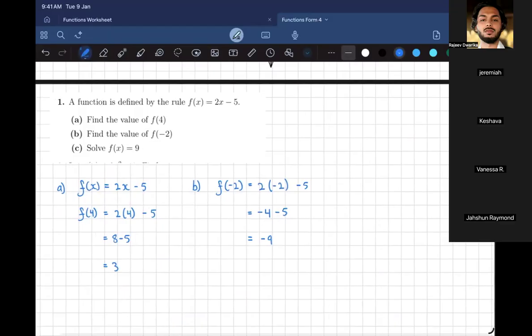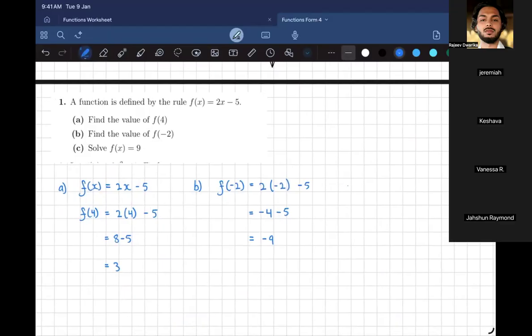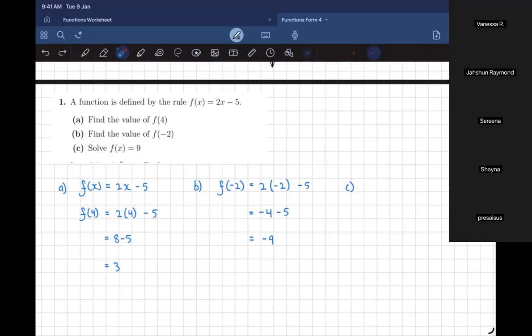Now, Sheena, are you there? Yes, sir. Okay, Sheena. So in part C, they're asking us to solve f of x is equal to 9. In part C, they're telling us what is equal to 9. What is equal to 9 over here? That 2x minus 5 is equal to 9. So guys, if anybody is confused, they are saying that f of x is equal to 2x minus 5 here, that's the function. And over here, they're saying f of x is equal to 9.